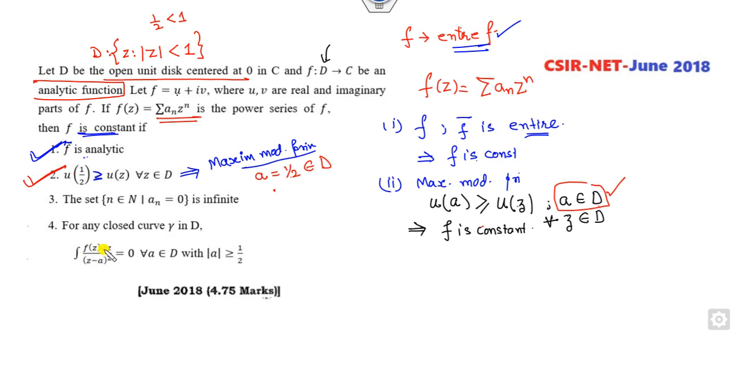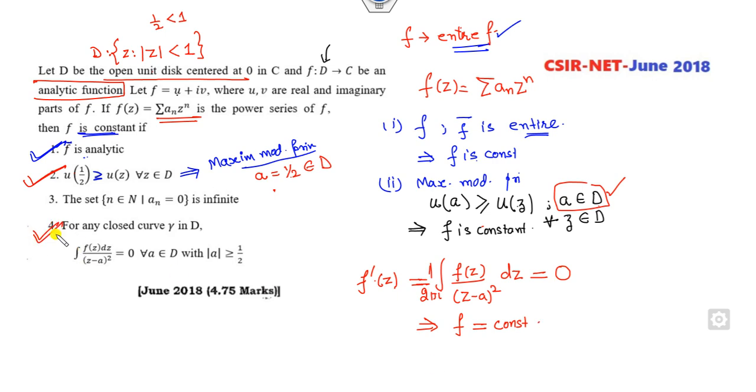Similarly, you can see about that. If you look at the last option, what is given to you? (z minus a) whole square. This is nothing but the first derivative of this one. Now it is given to you as 0. First derivative, I can divide by 1 over 2 pi i. That's not a big problem. First derivative is 0. What is that? It means f is constant.